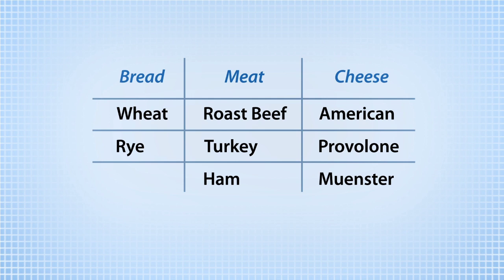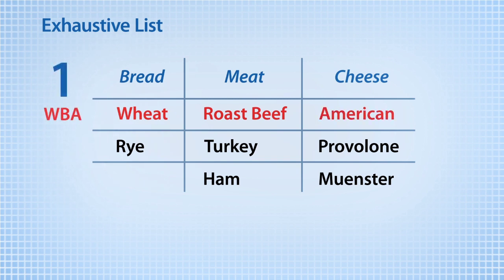The first method used to answer this question is an exhaustive list. A table makes organizing and producing a list much easier. Notice that each column heading represents a different event category with the options for that category listed below. A methodical approach is needed when producing an exhaustive list. First, we will represent each choice by the first letter of the item. Since unique designations are helpful, rye will be represented by R and roast beef will be represented by B. A sandwich made with wheat bread, roast beef, and American cheese will be represented by the letters WBA.